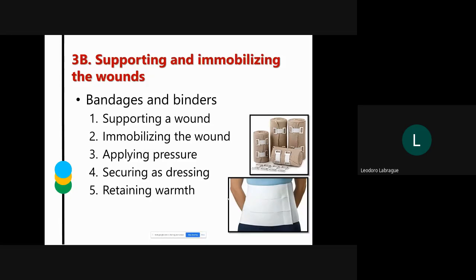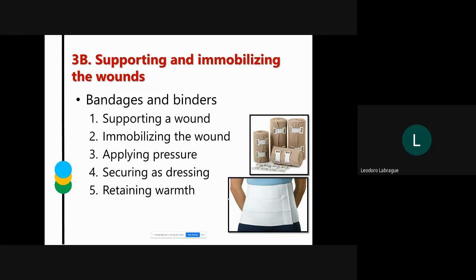Support and immobilize. So how do you support and immobilize? Normally, if a patient has a surgical wound, we apply bandages. I know you are familiar with bandages and binders. On the slide right now, you will see different sizes of bandages. This is exactly what you're going to use in the lab next week when you learn how to immobilize the wound.